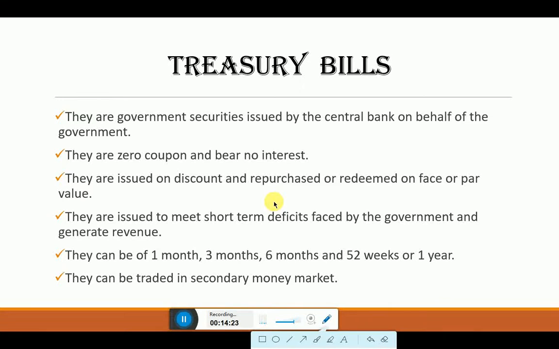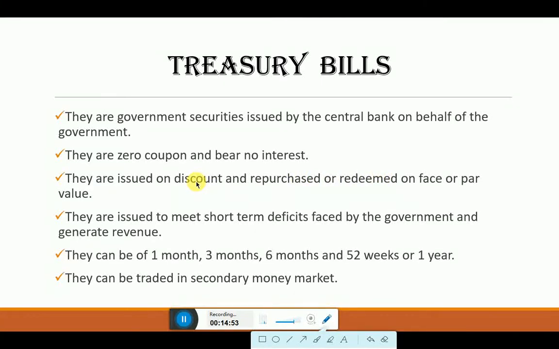Let's talk about the treasury bills. Treasury bills, basically, are issued by the central bank of the country on behalf of the government, right? They are zero coupon and bear no interest. It means that they are issued at a discount and repurchased or redeemed at face value or par value. Purchased, repurchased or redeemed has the same meaning.